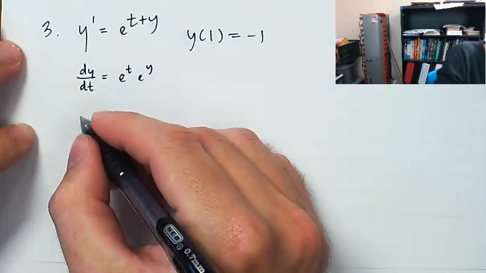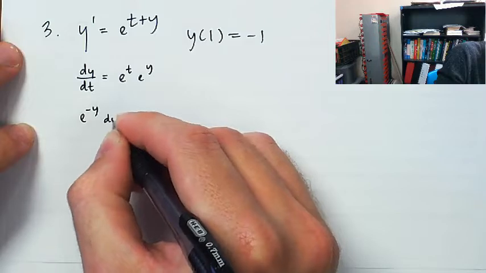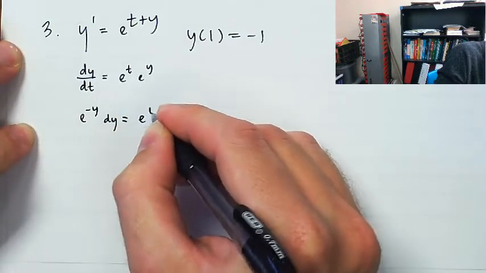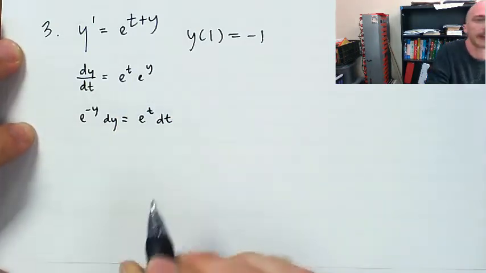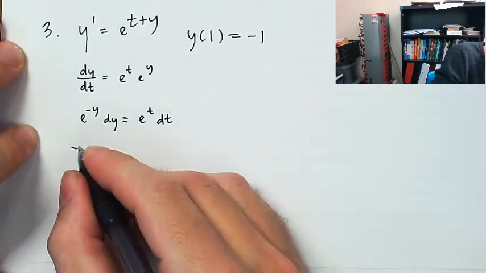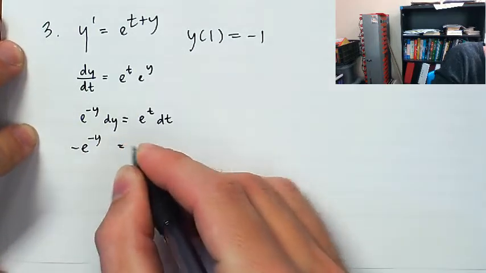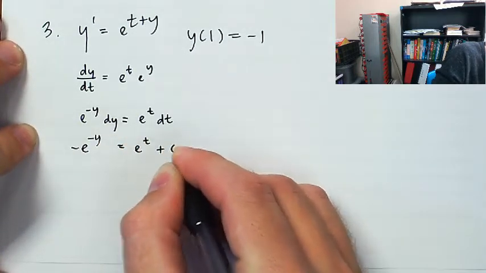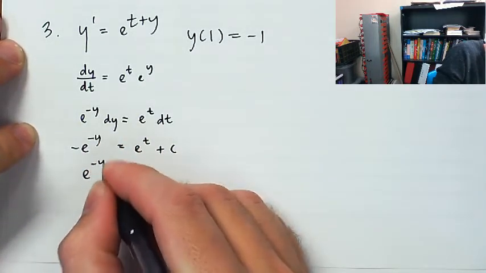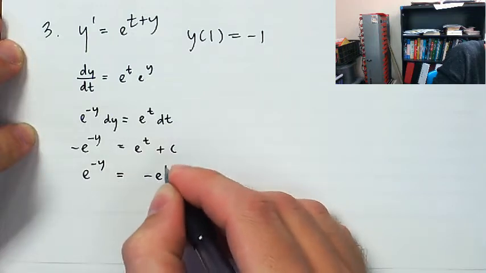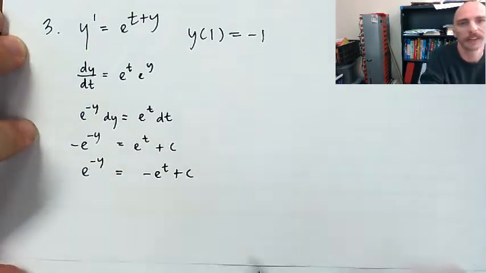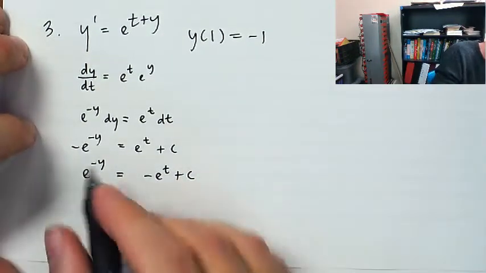So I could divide both sides by e to the y, multiply both sides by dt. And then this is negative e to the negative y equals e to the t plus c, meaning e to the negative y equals negative e to the t plus c. Right? It's minus c, but it's going to be the same thing. It's some other arbitrary constant.